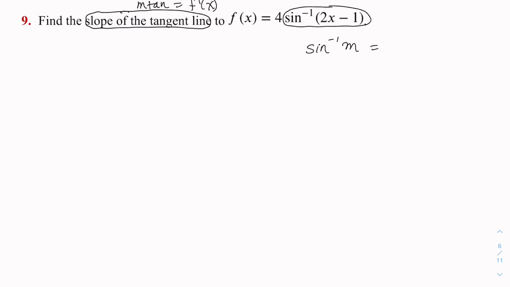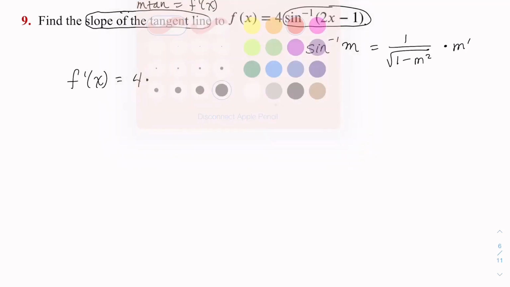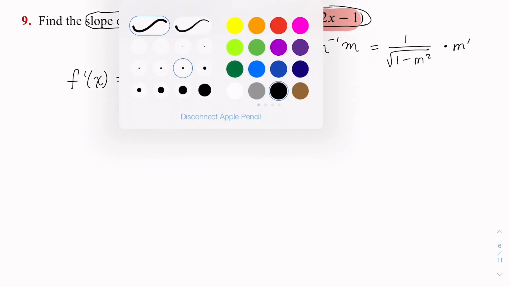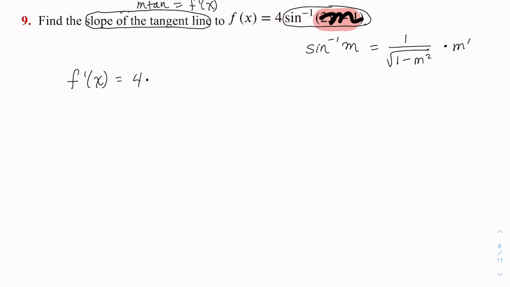Otherwise, you should recall that it's 1 over the square root of 1 minus monkey squared times monkey prime. So let's plug that in. First, we'll always copy down our constant, which is 4 times. Now, in your mind, I want you to replace 2x minus 1 with monkey. So we can use our formula. The derivative of sine inverse monkey is 1 over square root 1 minus monkey squared.